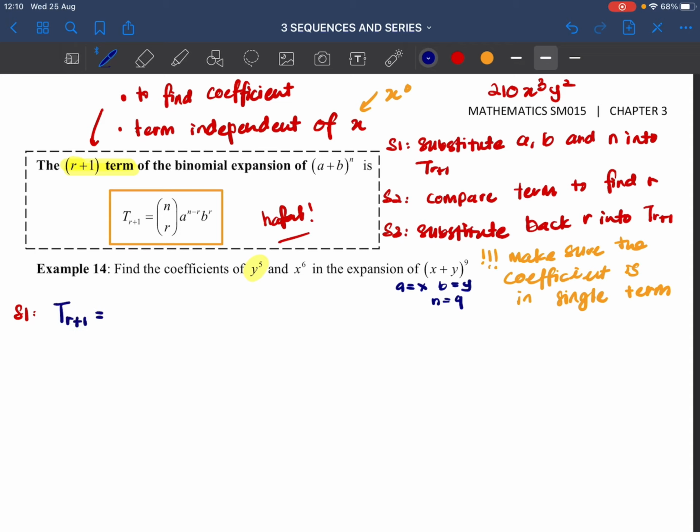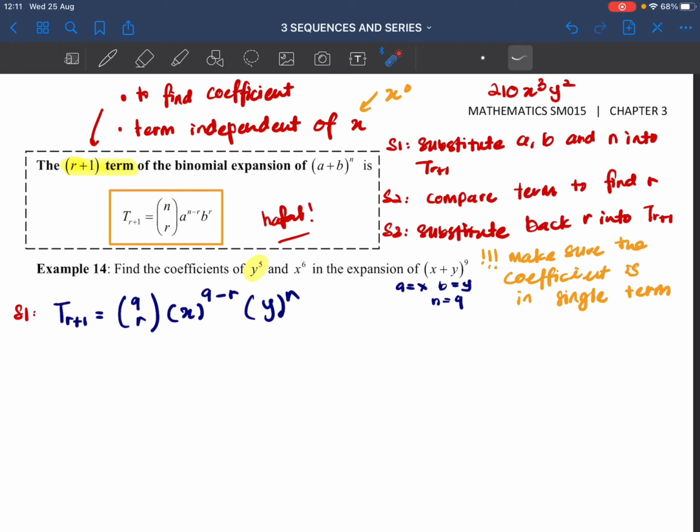Tr+1, we don't have our r yet. So now we will have 9Cr. We still don't have our r. So we will have a. Okay, here our a is x, so here it will be x to the power of n minus r, so 9 minus r, and b is y to the power of r. Okay, so that is the formula. So if you can simplify, what I mean by you have to make your coefficient as single. Let's say if we want to find y to the power of 5, we have y here. Let's say if I still have y here, you have to make it single. Okay, kena gabungkan pakai indices lah.